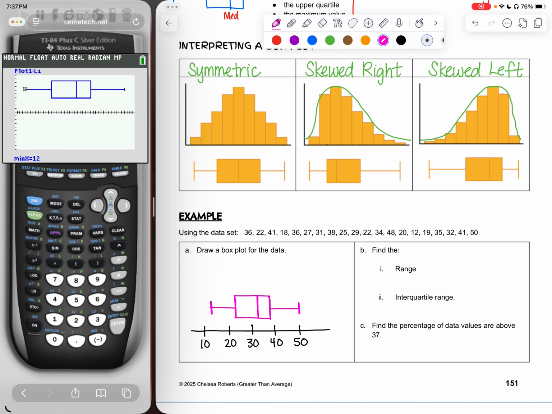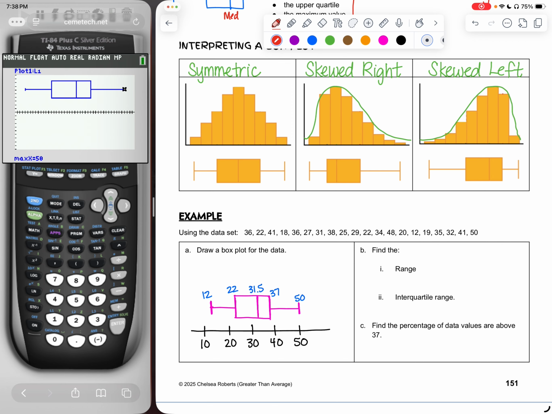And as you can see, our minimum is 12. If we scroll over, it tells us our Q1 is going to be 22. Our median is 31.5. Our Q3 is 37. And then our maximum is at 50. So now we can find the information and answer the questions in part B.